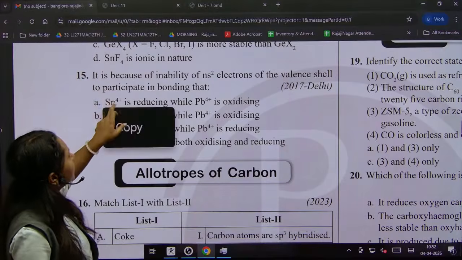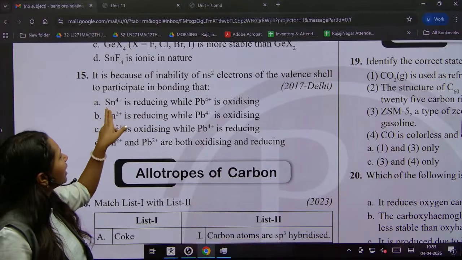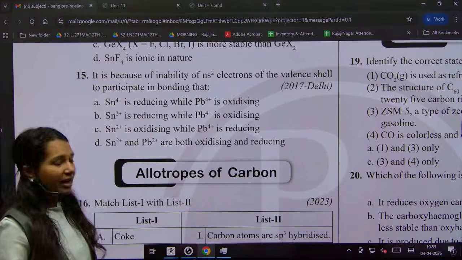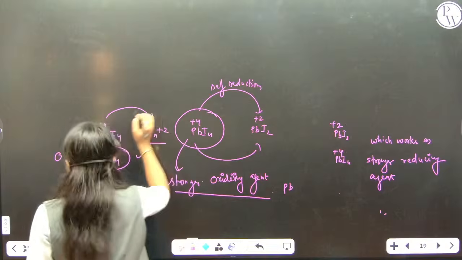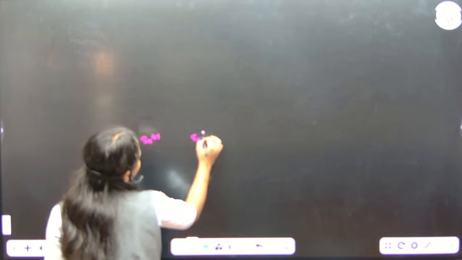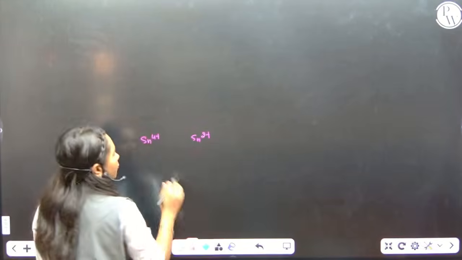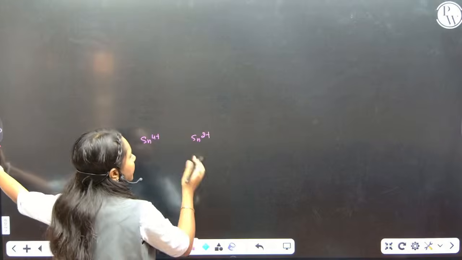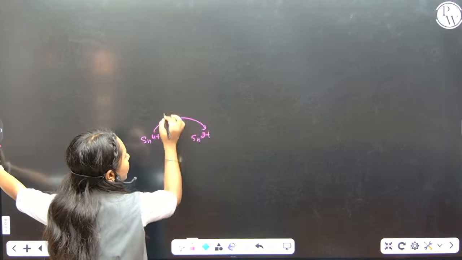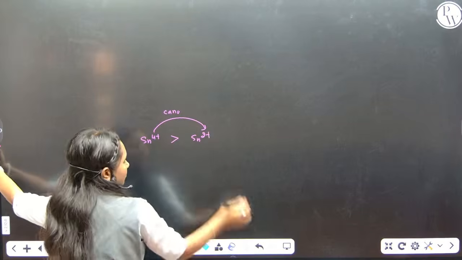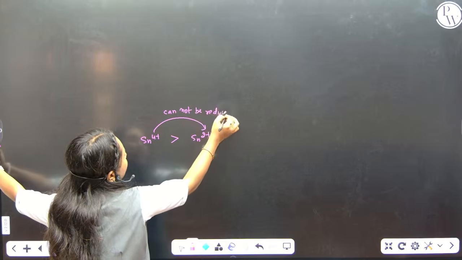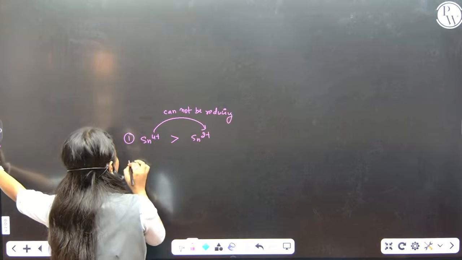Sn4+ is reducing. It is not reducing, right? Because if it reduces, it will go from +4 to +2. But for Sn, what is more stable, Sn+4 or Sn+2? The stable one is Sn4+. So it cannot be reducing. It cannot be reducing first.